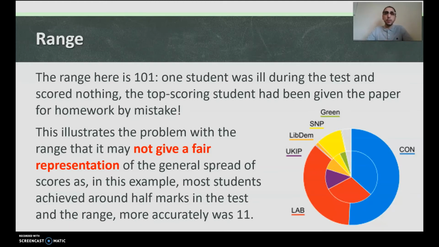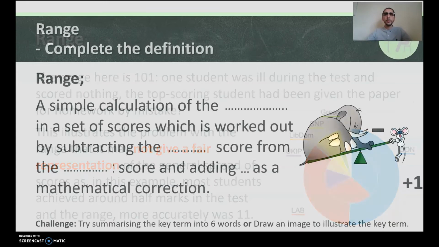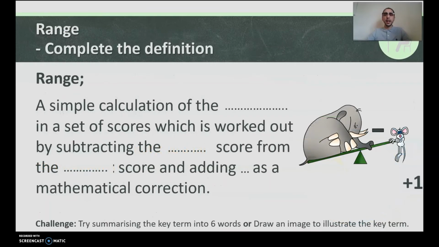This illustrates the problem with the range, that it may not give a fair representation of the general spread of scores, as in this example, most students achieved around half marks in the test, and the range, more accurately, was 11 if we take away those outliers, those really big and small scores. So it's easy to calculate, but it might be unrepresentative.